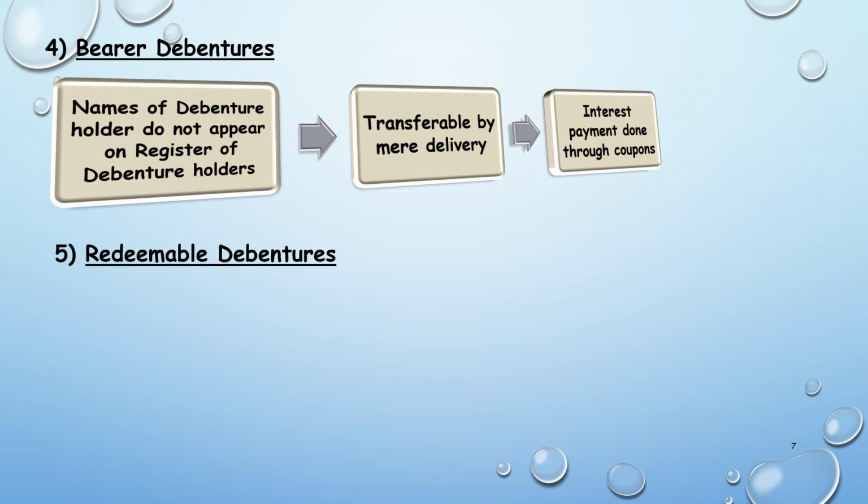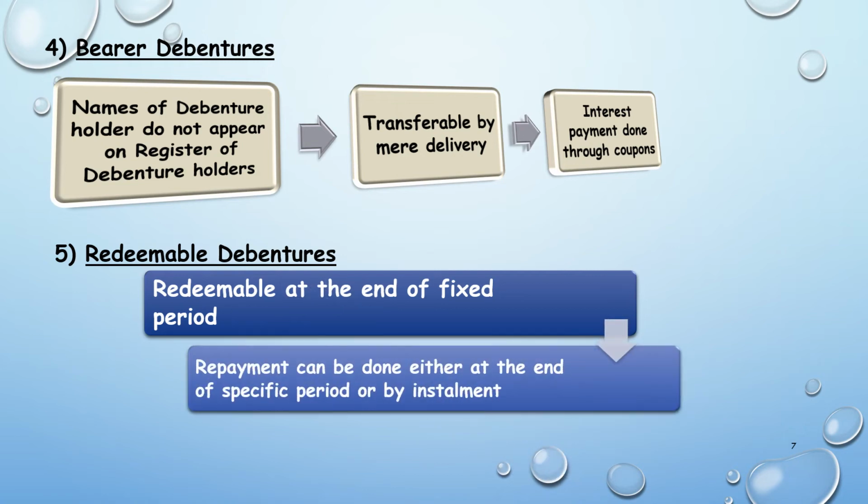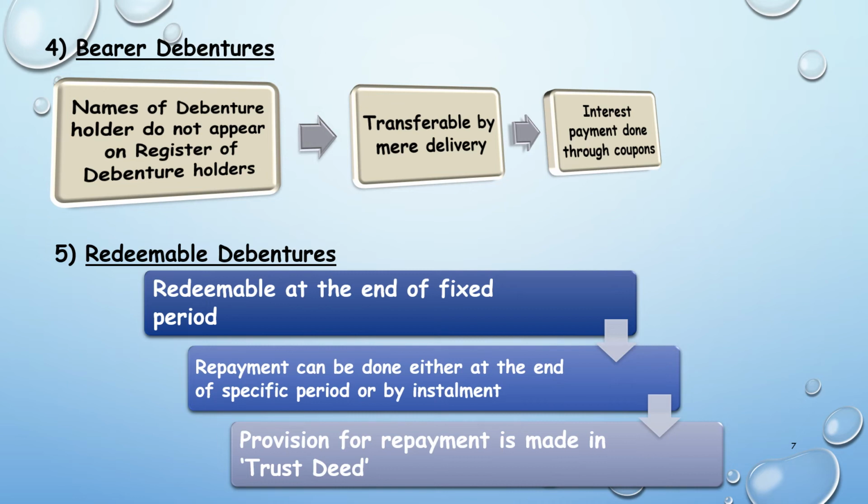The fifth type of debenture is redeemable debentures. Redeemable debentures are those debentures which are redeemed, that is repaid back to the debenture holder either at the end of a specific period or by installment during the lifetime of the company. Further, rules or provisions regarding the repayment of the debentures are usually given in the trust deed, which means that this amount is paid back to the debenture holders at the time of maturity.